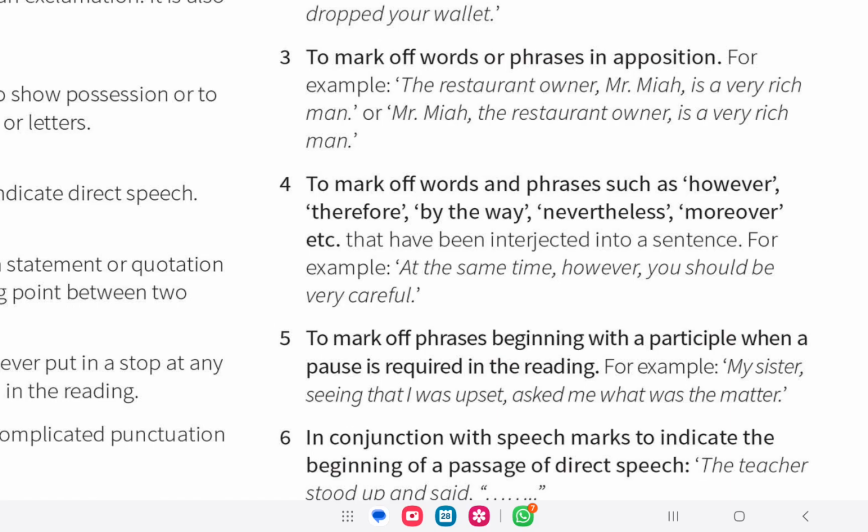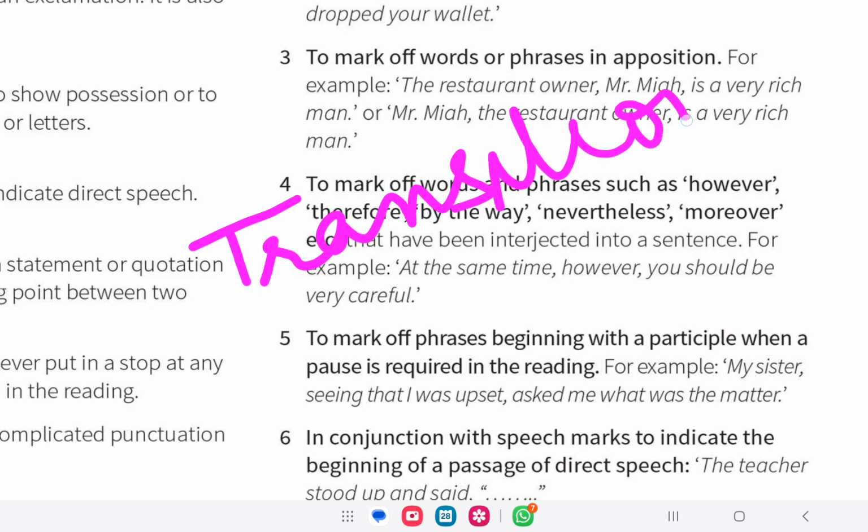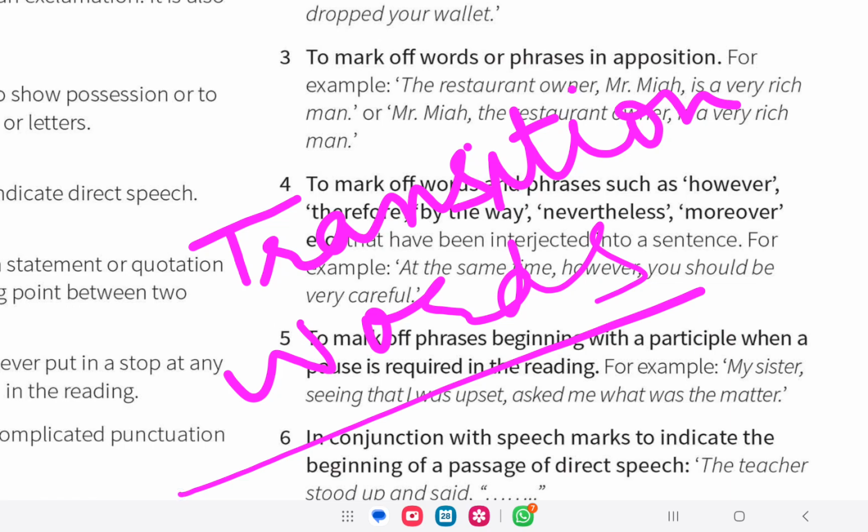Now the fourth one is to mark off words and phrases such as however, therefore, by the way, nevertheless, moreover, etc. We talk about these phrases. They are also called transition words. I think my students know that we had been discussing them with this name, transition words. And these are the transition words that we use in our summary writing and in directed writing. And we use them very frequently. If you don't know the use of transition words, that means you cannot write a continuous summary, you cannot write a continuous text, or you cannot join different ideas together. So transition words are very important.